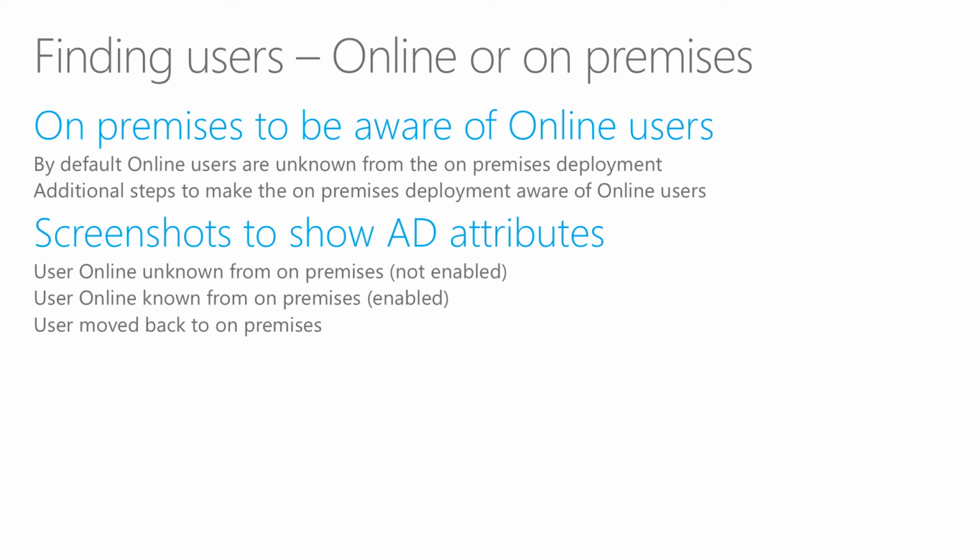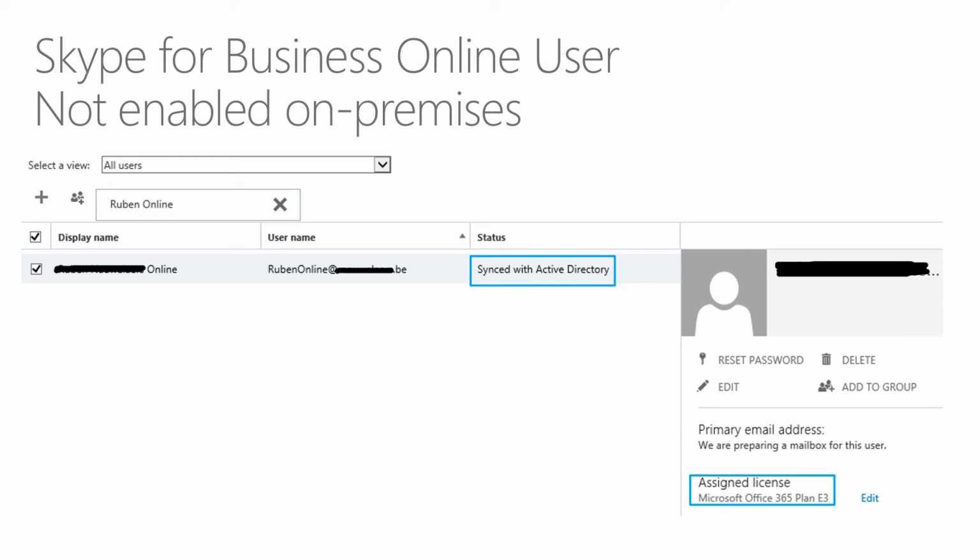So basically, the first slide will show an online user, where online is unknown from on-premises, not yet enabled. Then a user online known from on-premises, which is enabled, and then the user moved back to on-premises. So when looking here, the user is not enabled on premises. You first sync the user, and then don't forget that you need to assign him a license.